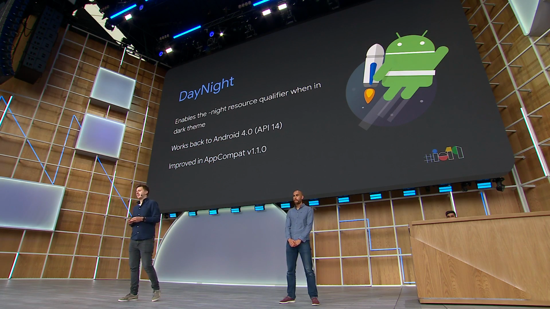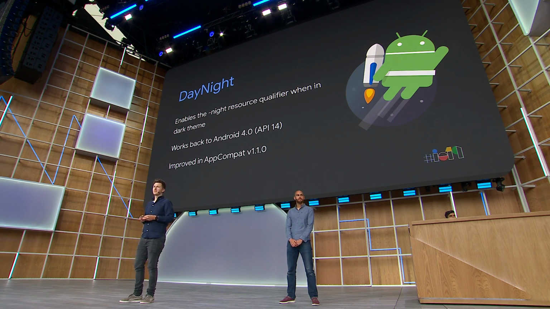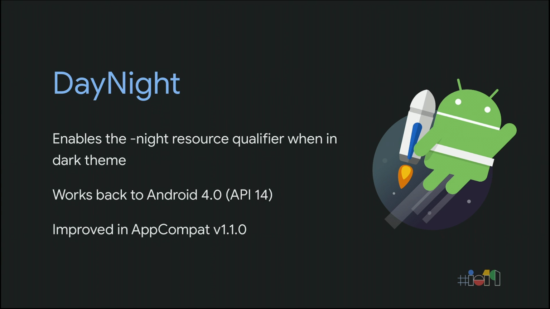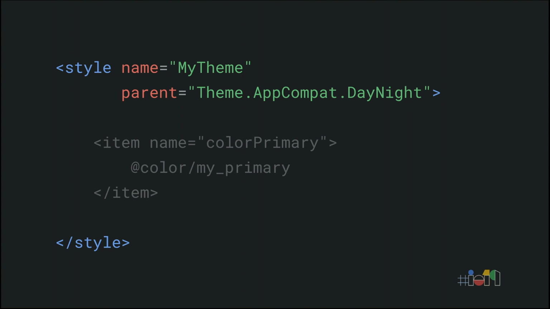To implement a theme using day-night, the first thing you need to do is to change your theme parent to be one of the Theme.AppCompat.DayNight variants. If you're using Material Design Components, which I'd recommend you do, it also provides a day-night theme in its version 1.1, again, available now.